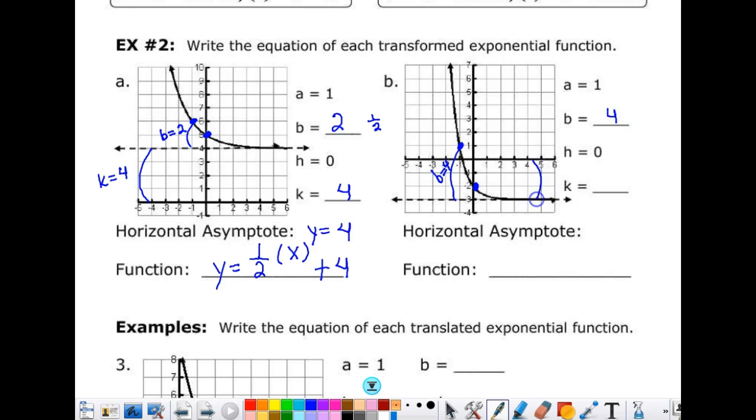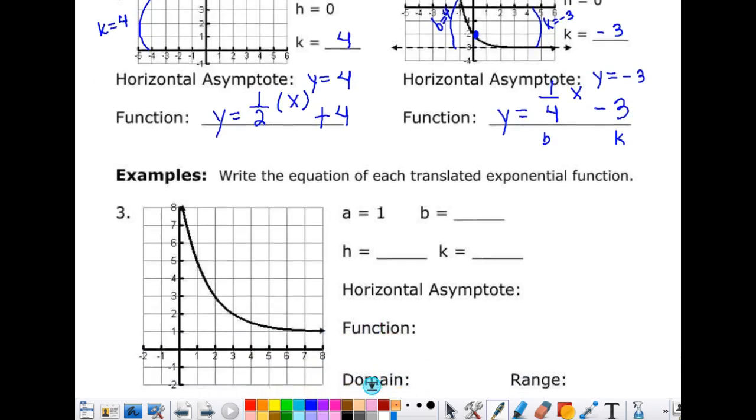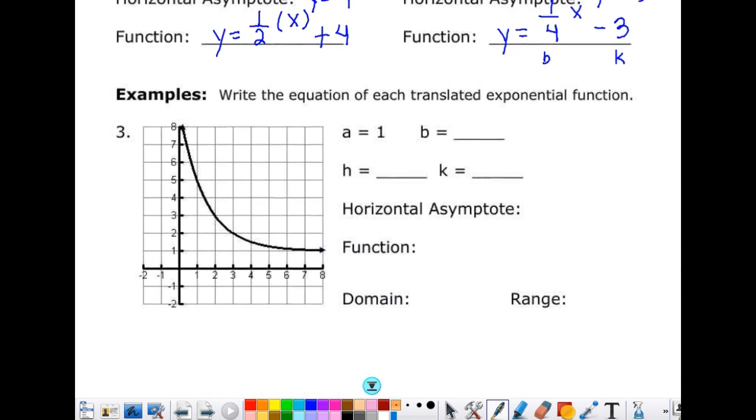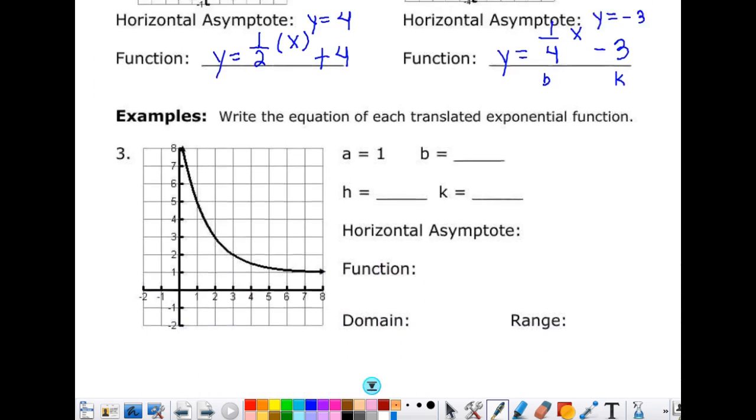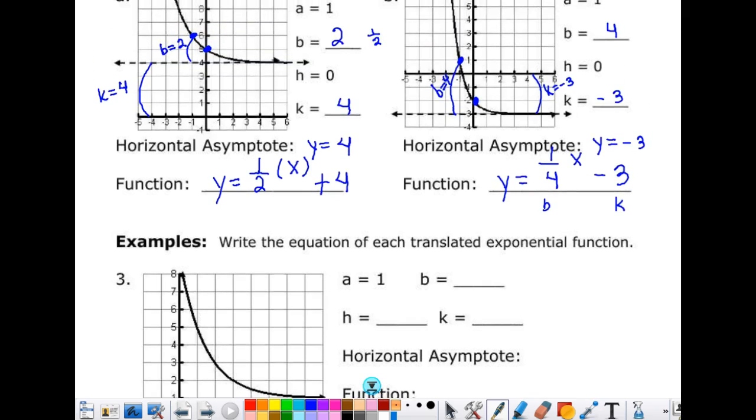But the K, Superman pushed this how? He pushed it down 3. Okay? Horizontal asymptote then is negative 3, just like the K. The function is 1 over 4 x and then minus 3. That's your B. That's your K. Y'all got that? I moved that a little too quick, I guess.